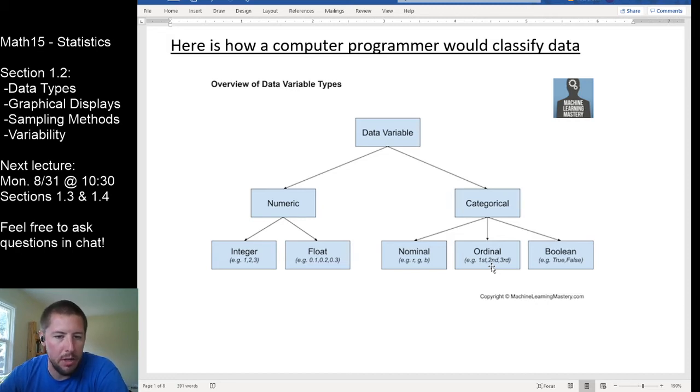A Boolean value is a value that's true or false. Those are the only two things that you get. And things that are true and false just come up so often in computer programming and in a lot of statistics stuff out there.